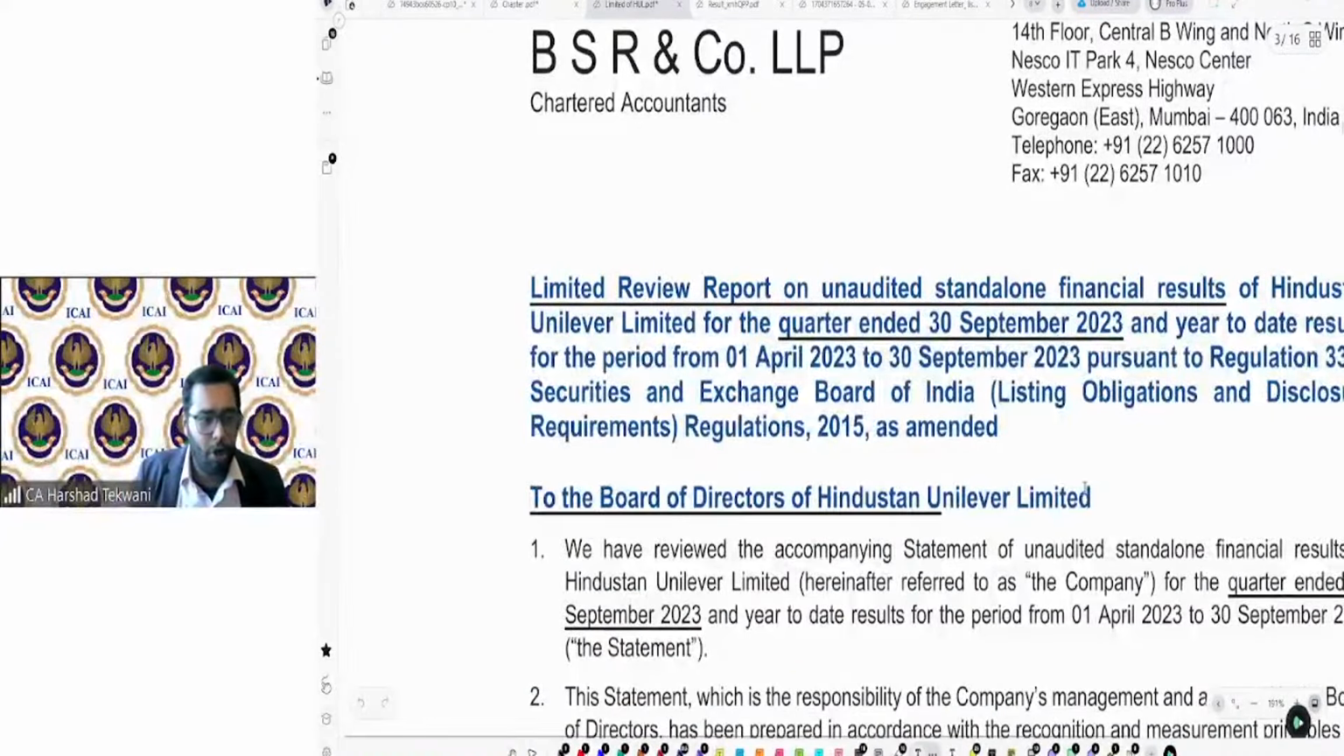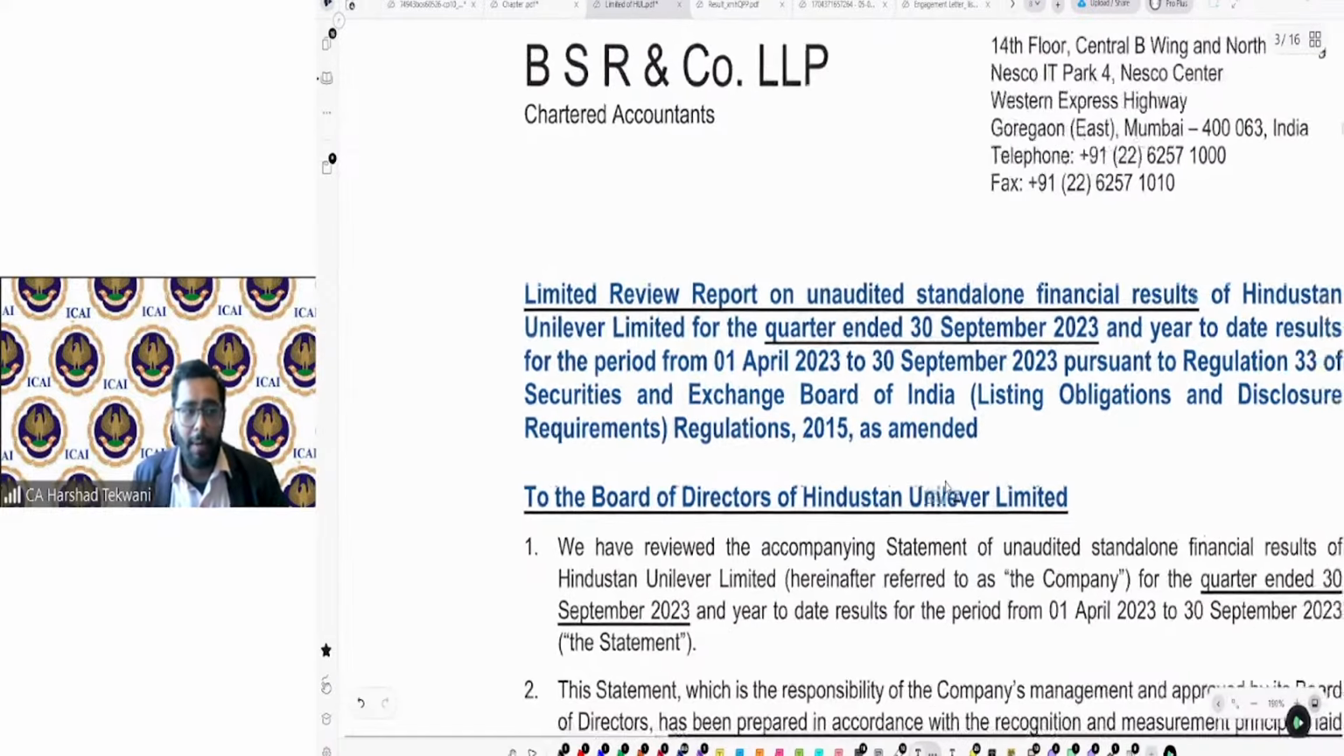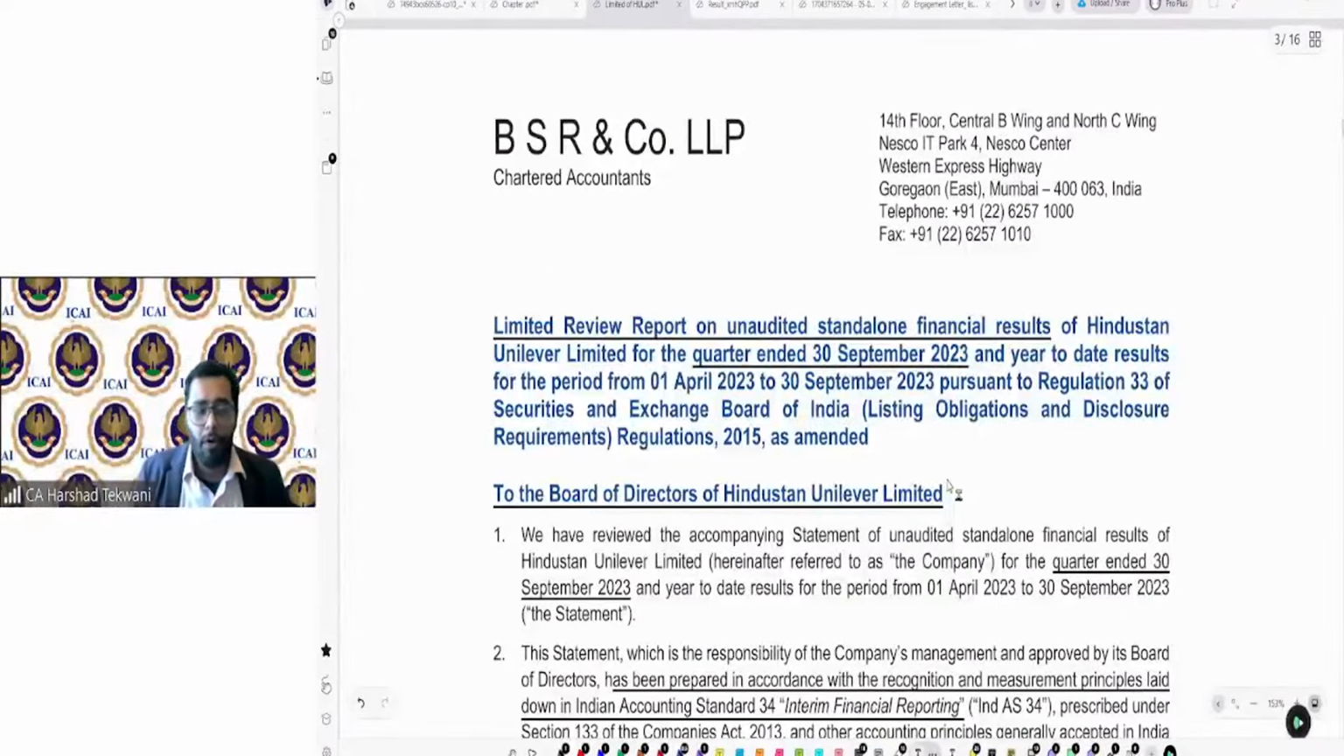If you see this word, to the board of directors of the company. So here the reporting is done to the board of directors of the company, to the management, who has hired the auditor on behalf of the shareholders. So to whom is the auditor required to report? Based on his review engagement.